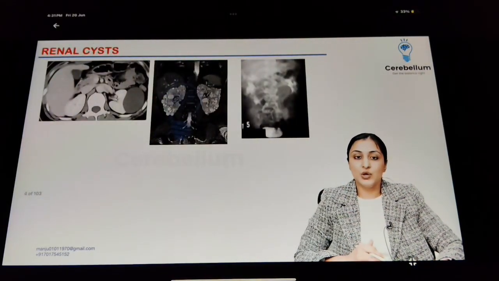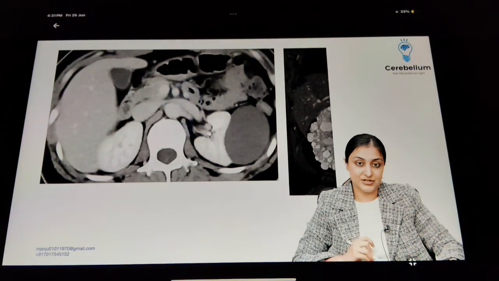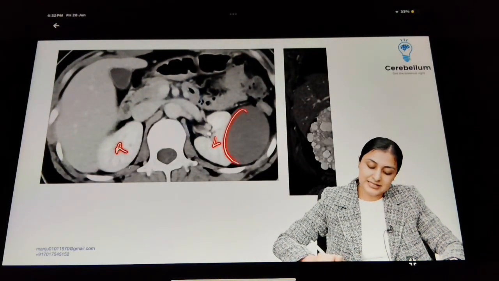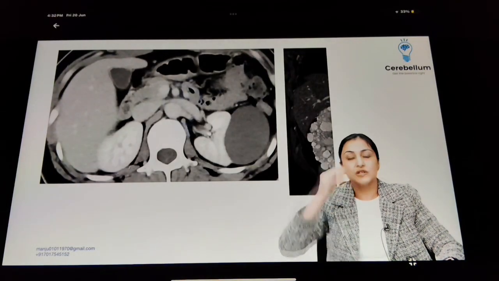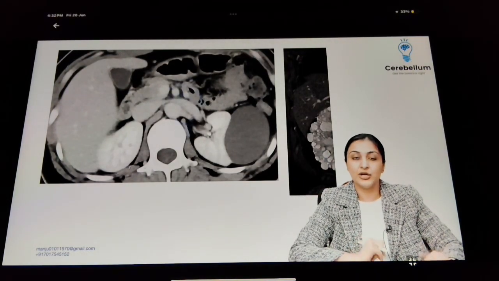All right. Moving on to cysts now. So I revealed the answer, but now forget about cysts and see this lesion. First of all, which kidney? Right or left? You can see that there is a lesion in the left kidney. If I ask you what is the diagnosis? A, RCC, B, renal cyst, C, angiomyolipoma, D, all of the above. What do you think should be the answer?